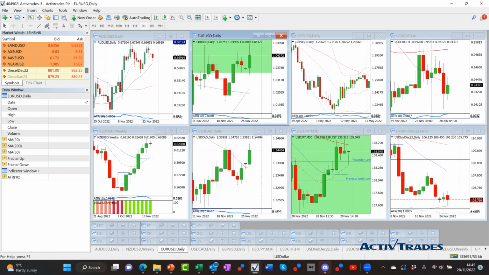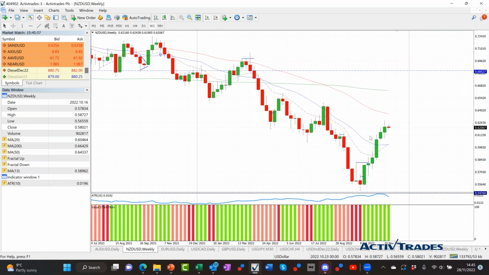But there has been dollar weakness, which means we're getting strength elsewhere. We've seen the Kiwi dollar has been much stronger. If we see this is the weekly chart, having made this low here, effectively the last 2 months we've had basically dollar weakness and Kiwi dollar strength. And that's what we've seen.